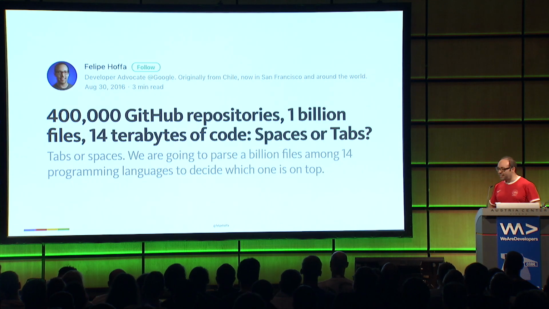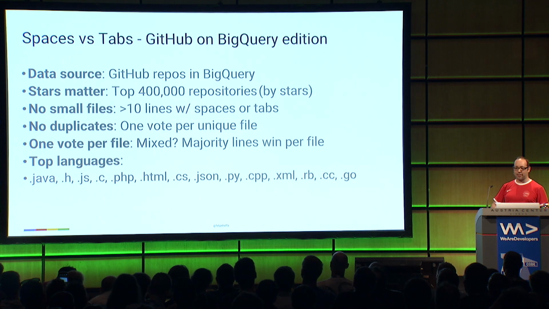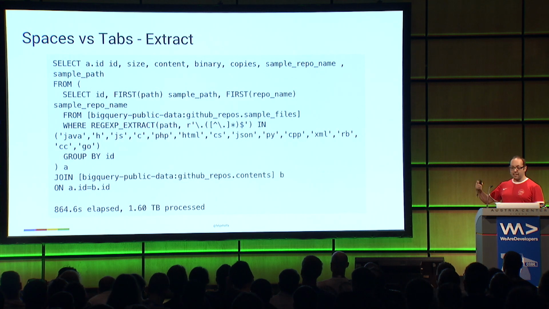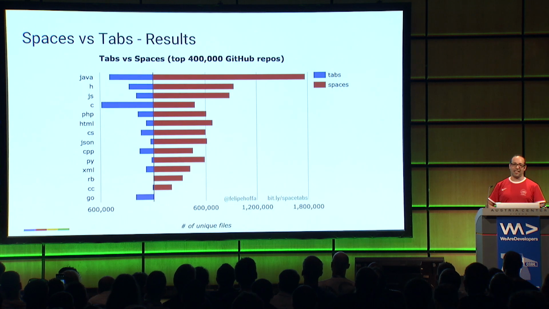So I wrote this article looking at 400,000 repositories, 1 billion files, 40 terabytes of code. These were my rules. I will look only at the top 400,000 repositories by number of stars. I will look at files that are longer than 10 lines, 1 vote per unique file. We'll look at the top languages. And I wrote that in one query. First, I extracted the languages I wanted to analyze. Then I applied my rules, just SQL. And these are the results.